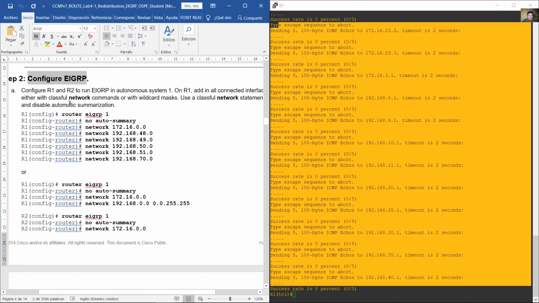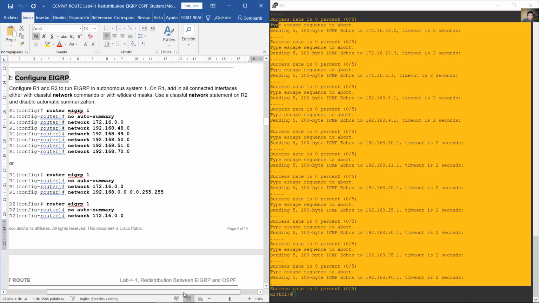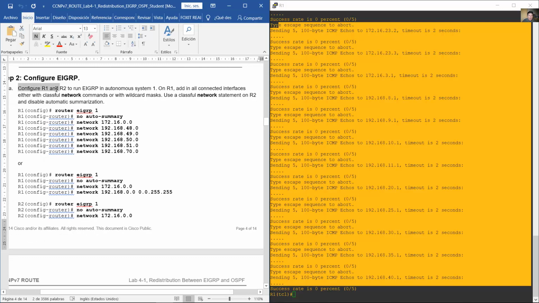Configure EIGRP. Configure R1 and R2 to run EIGRP in Autonomous System 1. On R1, add in all connected interfaces either with classful network commands or with wildcard mask. I prefer to use wildcard masks and use a classful network statement on R2 and disable automatic summarization.